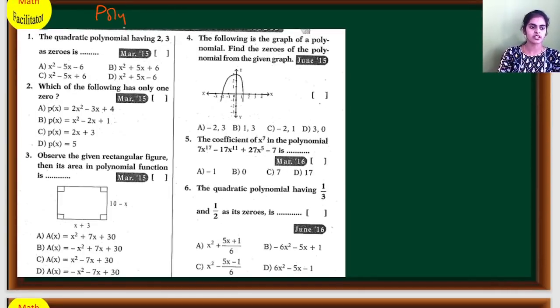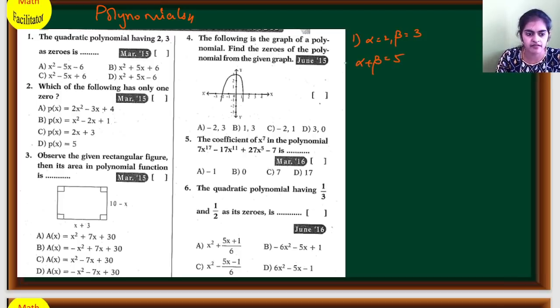We are moving into the polynomials chapter now. So have a look at the first question. The quadratic polynomial having 2 and 3 as zeros. So given zeros are how much? Zeros are alpha is 2, beta is 3. So alpha plus beta, sum of zeros is 5. Okay, and product of zeros is 6.